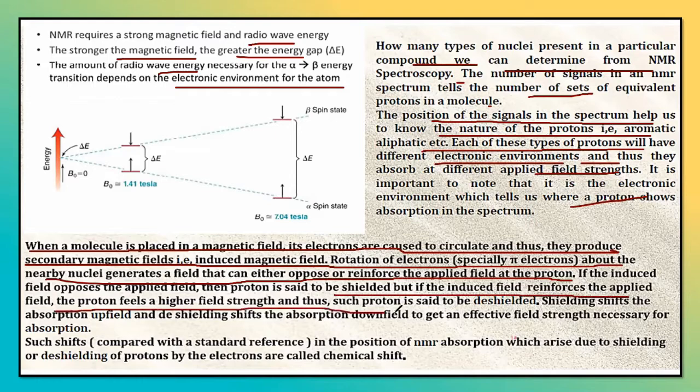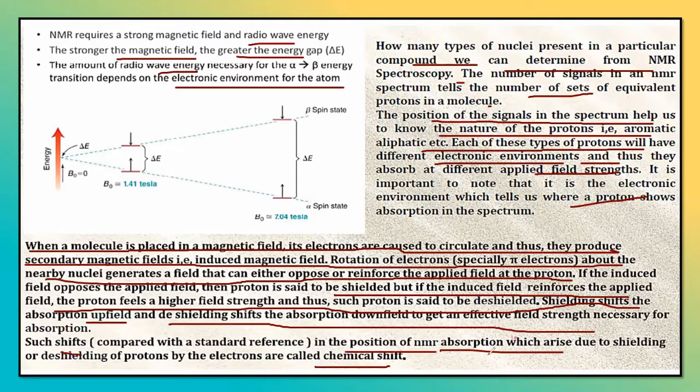The proton then experiences a higher field strength, and it will be de-shielded. Shielding effects, absorption. Okay, fine, they've written a very confusing sentence. Basically, when a huge magnet comes up, the nucleus gets shielded. Otherwise, it can perform some function. Now, such shifts in the position of absorption are called chemical shift.